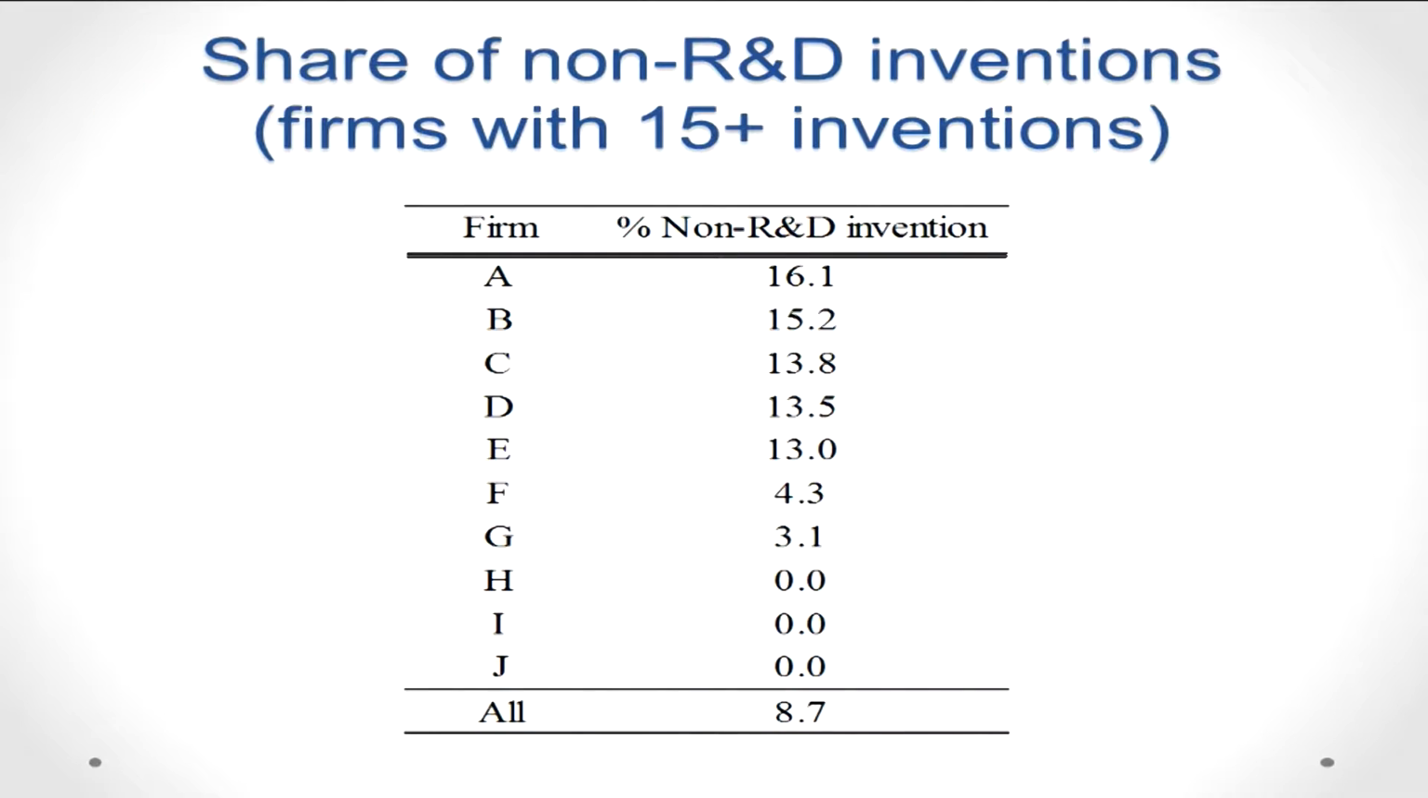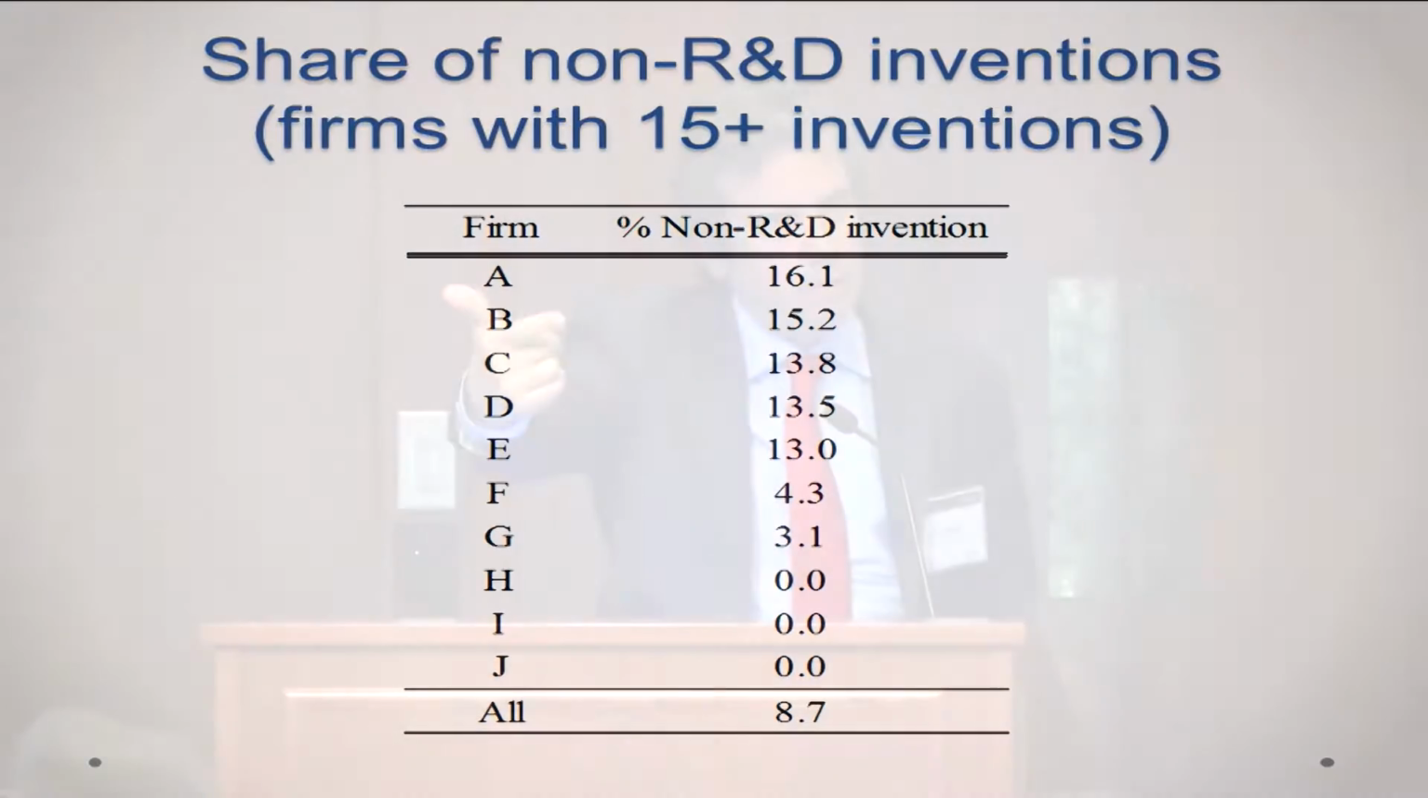This just shows the share, among firms with lots of patents, at least 15 inventions in our sample. All of these are R&D performing firms. The share of their inventions that were non-R&D inventions ranged from 0 to 16%, and the mean was about 9%, which is just to show that there's one, variation, but two, a fair amount of non-R&D innovation, even among R&D performing firms. It also varies by industry.